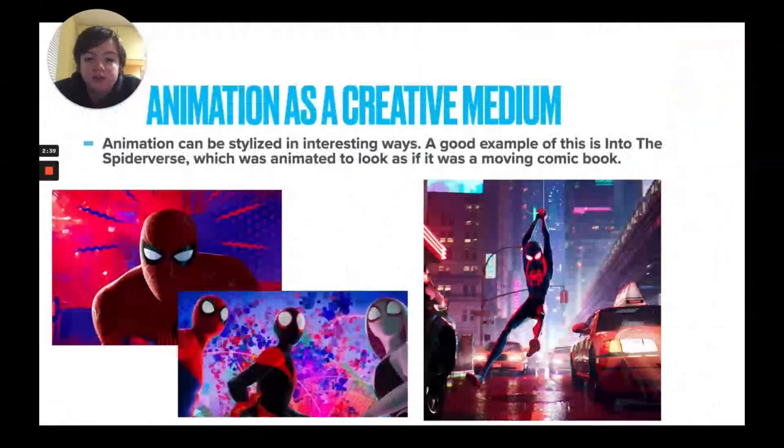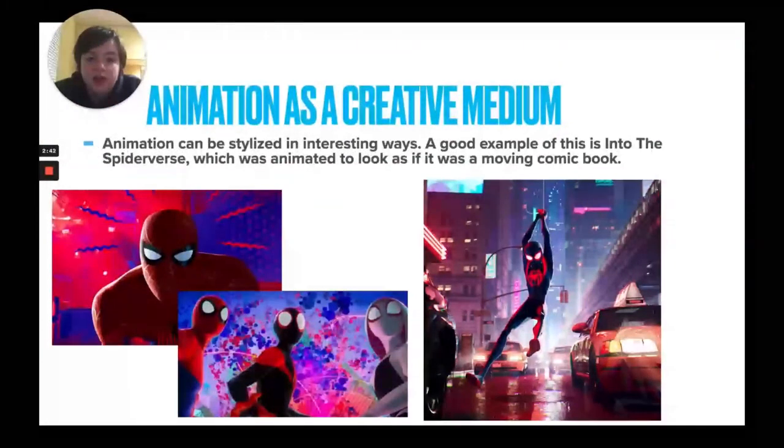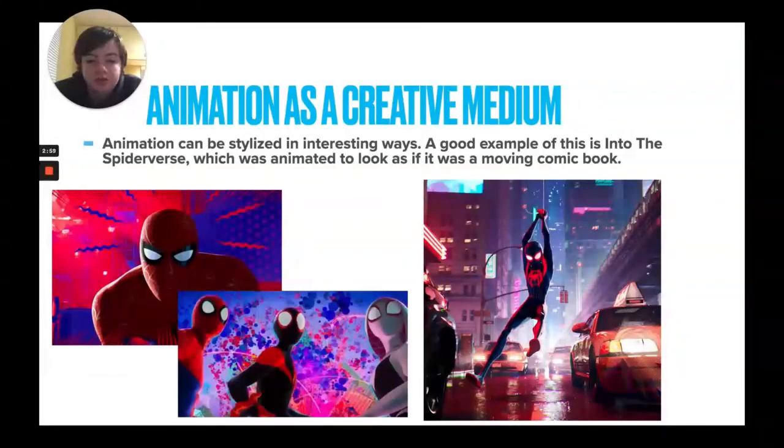Animation can also be stylized in interesting ways. A good example of this is Into the Spider-Verse, which was animated to look as if it was a moving comic book. It uses many bright colors and halftones and a combination of 2D animation and 3D animation to get across this comic book feel.